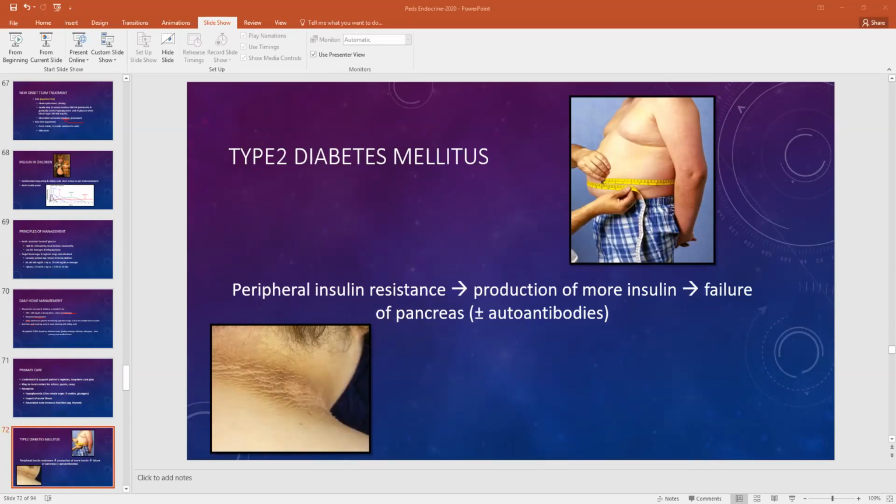Initially, we can start these people on metformin. Metformin, we need to know, has the risk of GI upset and/or diarrhea. So we'll start low and slow and slowly progress. We'll start with 500 milligrams daily and then increase. There's also the extended release metformin, which tends to be tolerated a little bit better.